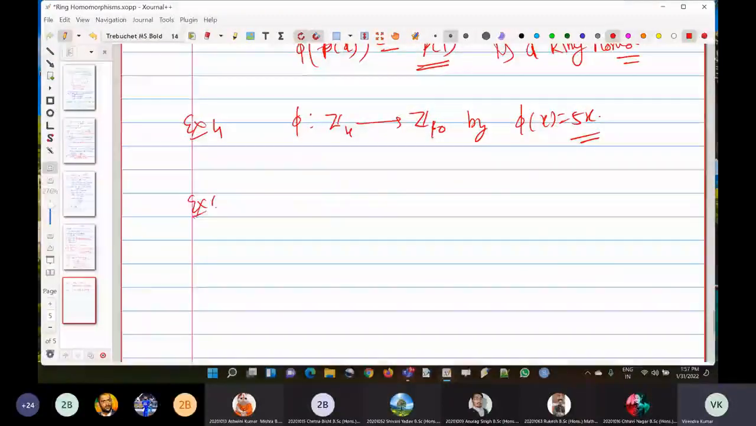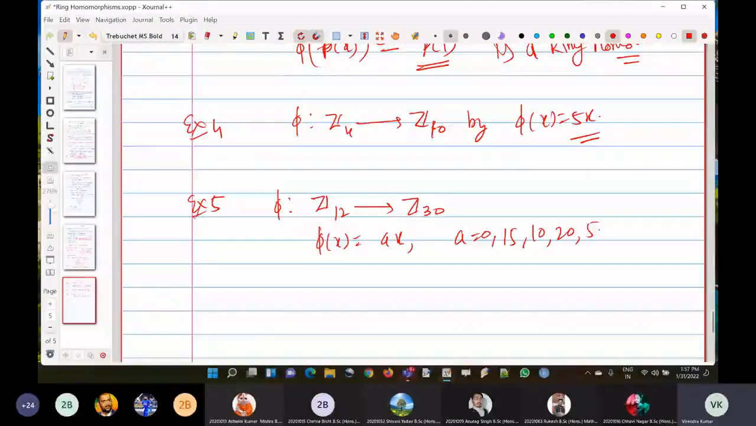Similarly, example number 5: they are defining phi from Z12 to Z30 by a similar procedure. They define it by phi of x equals ax, where I think they are taking values of a as 0, 15, 10, and 25. So they are taking these values. You can get the details in your book.